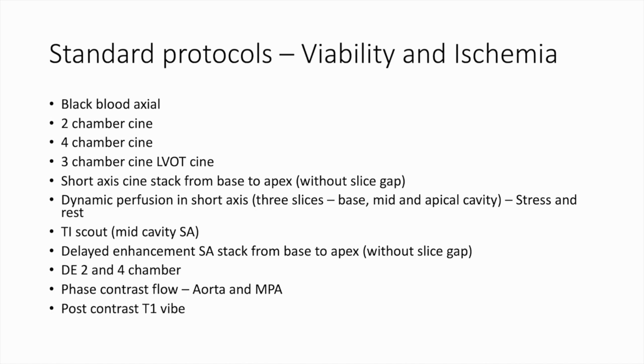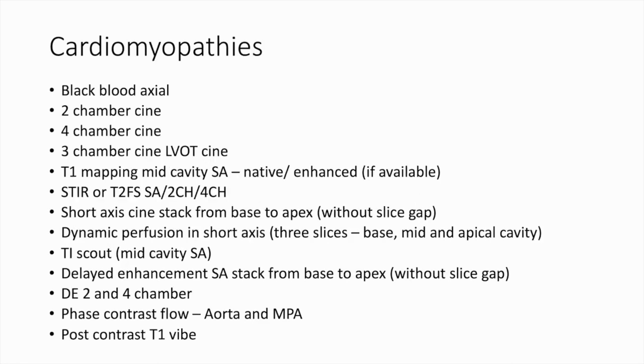in short axis to determine the nulling time, a delayed enhancement short axis stack from base to apex to look for delayed enhancement or myocardial fibrosis. Delayed enhancement can also be repeated in 2-chamber and 4-chamber views. A phase contrast flow of the aorta and MPA is also taken and finished off with post contrast T1 VIBE to look at extracardiac structures.